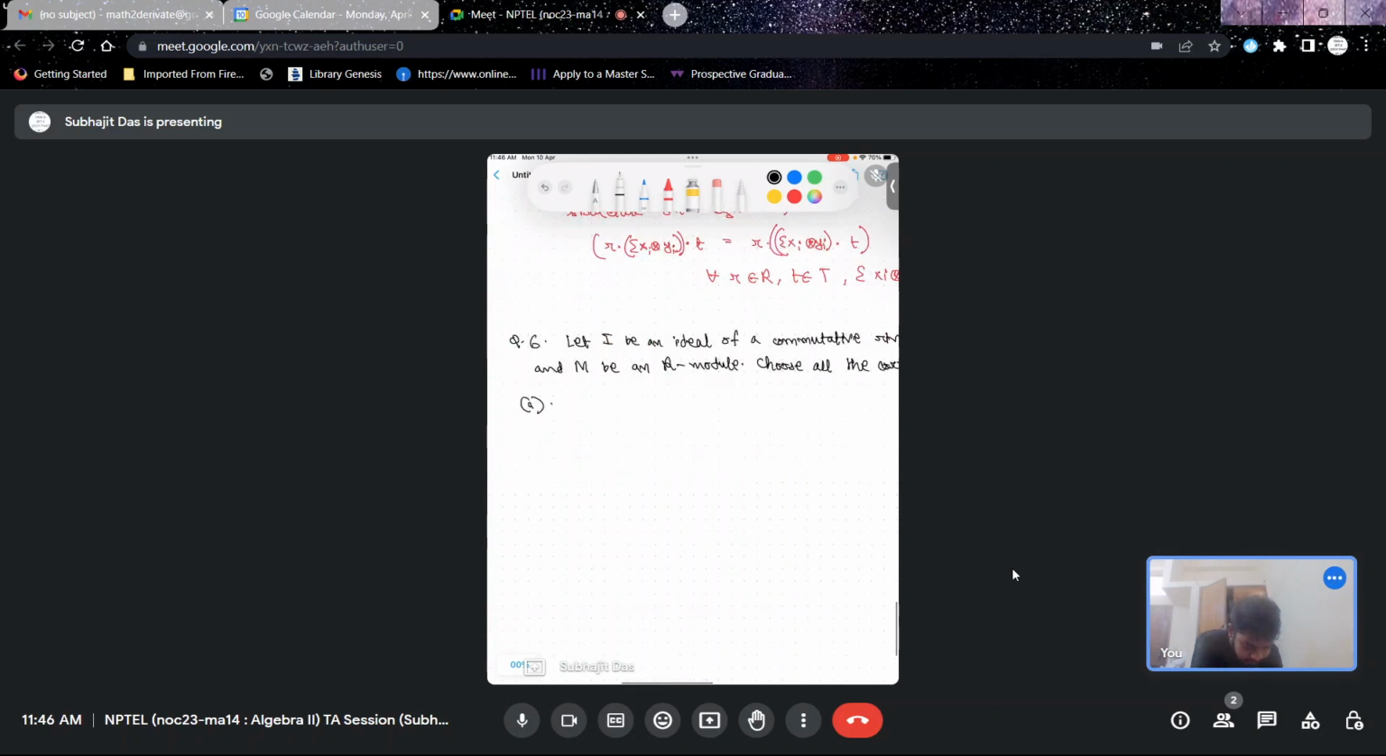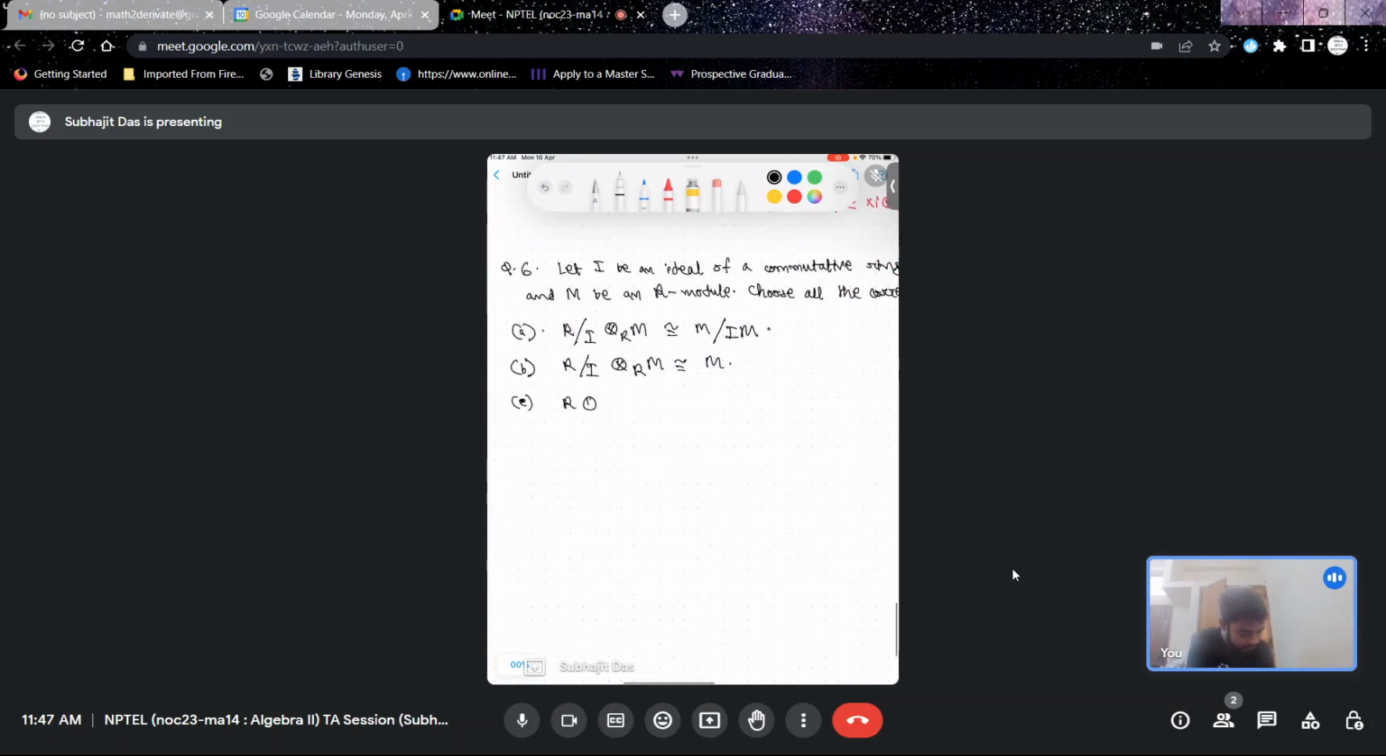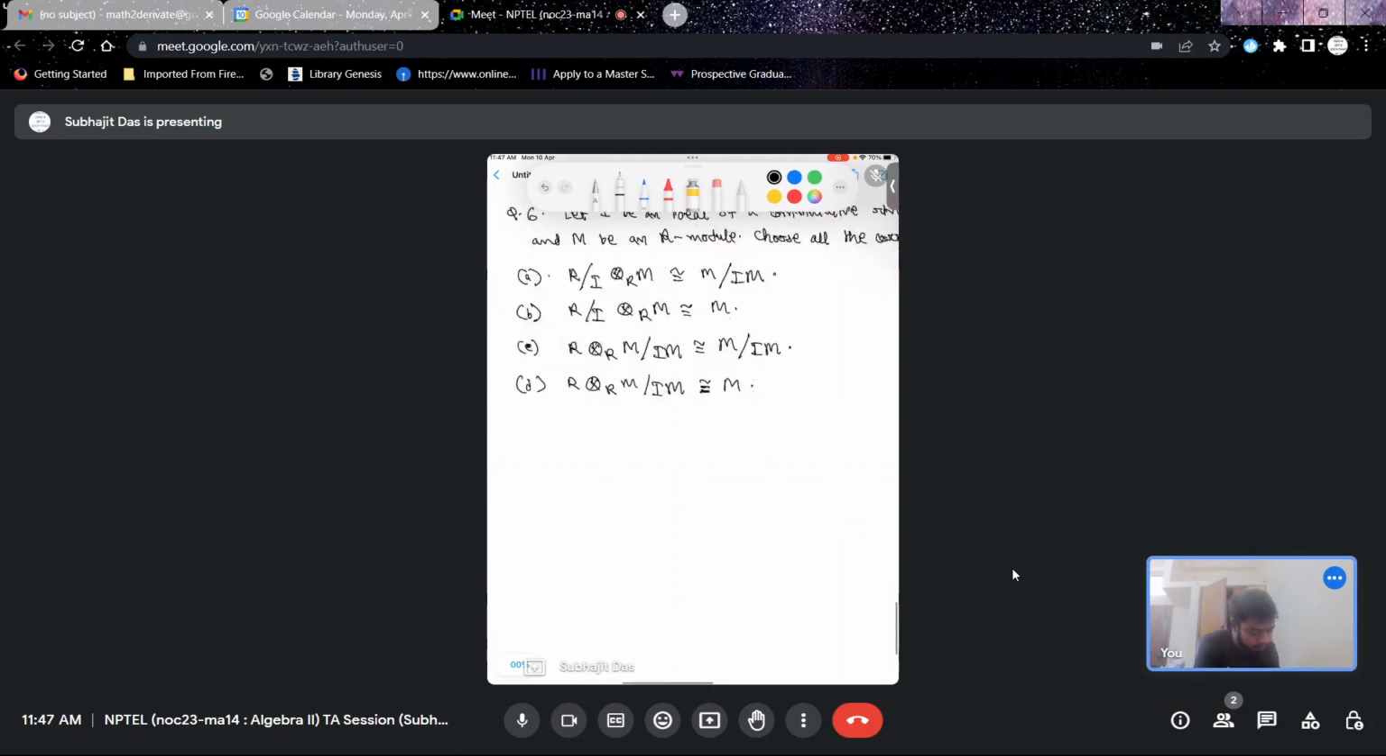So option A says that R modulo I tensored over R with M is isomorphic to M mod IM. Option B says that R mod I tensored over R with M is isomorphic to M. Option C says that R tensored over R with M mod IM is isomorphic to M mod IM. And option D says that R tensored over R with M mod IM is isomorphic to M. Okay, so which of all these will be correct?